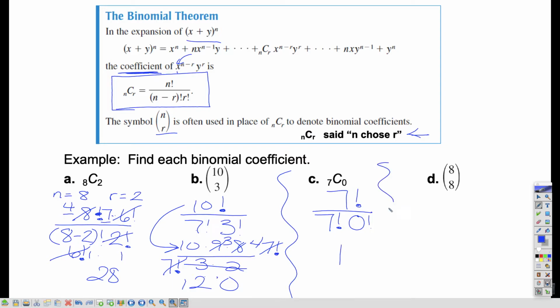Because the 7s reduce. So 7 factorial over 0 factorial is 1? It's not nothing. This reduces to 1, this reduces to 1, and this reduces to 1. That's why I won't let you say cancel, because they don't cancel, they reduce to 1. So 1 times 1 is 1, and 1 divided by 1 is 1.